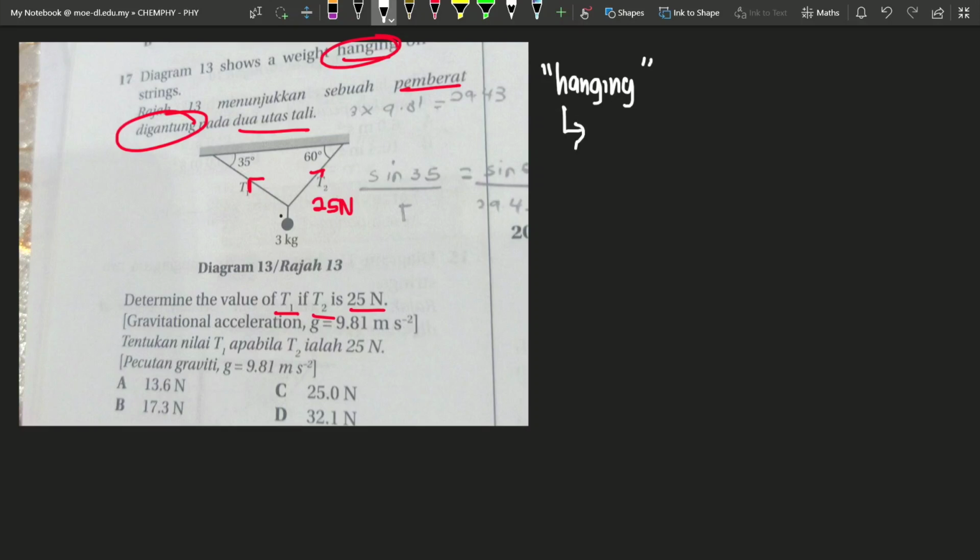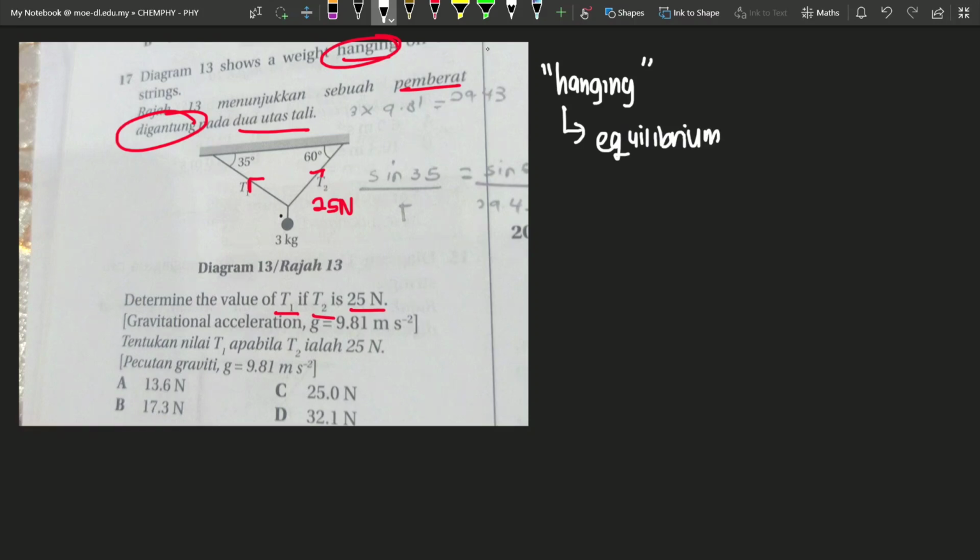Okay, our last question. Diagram 13 shows a weight hanging on the string. Kita ada satu pemberat digantung pada dua utas tali. So, soalan minta determine the value of T1. This is your T1, if T2 equal to 25 Newton. As you guys can see, our keyword is digantung, hanging. So, you know when it comes to hanging, it means the forces involved are in equilibrium state. Kita ada keadaan daya-daya dalam keseimbangan.